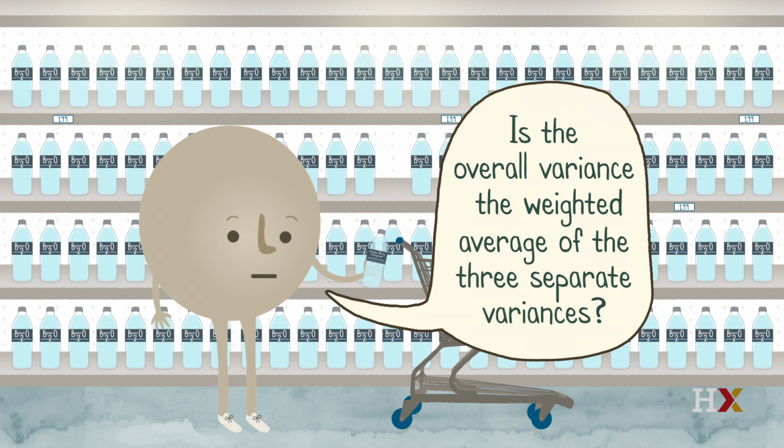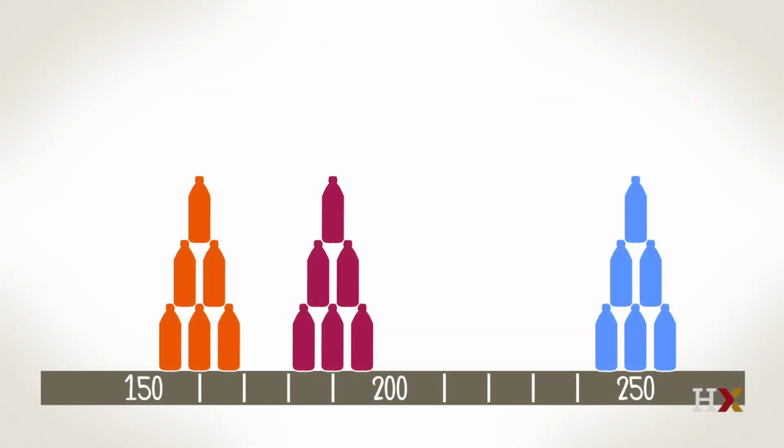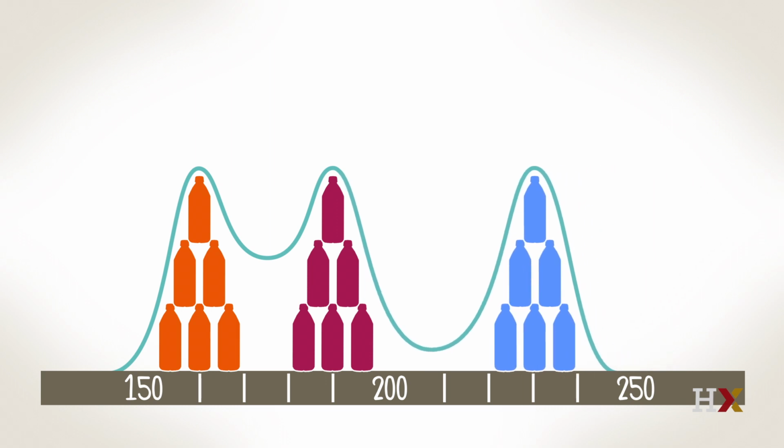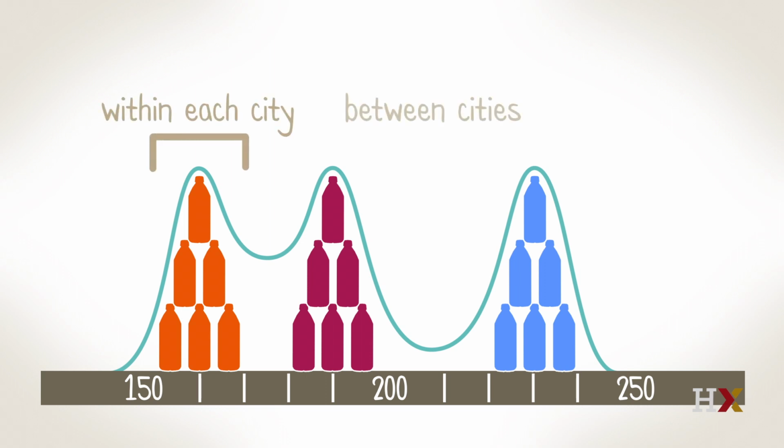We can answer Jimmy's question visually. If the answer is yes, then moving a city's pile will not change the overall standard deviation. But in general, the overall standard deviation does change when we move a pile, even though we are not changing the separate standard deviations. The key is that there are 2 types of variation. The bayesium content varies within each city, and it also varies between cities.